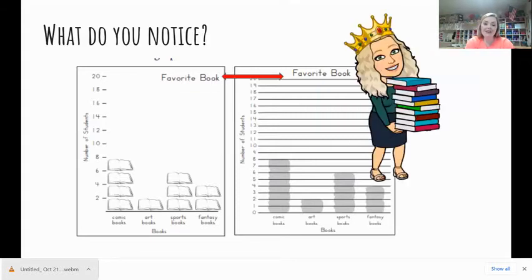Notice where the red arrow is. This is what we call a title. So both of these graphs are called favorite book.